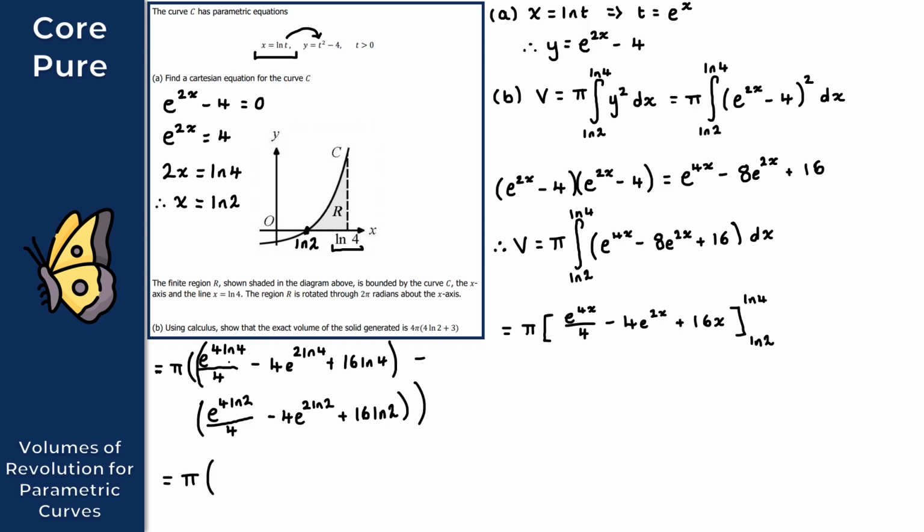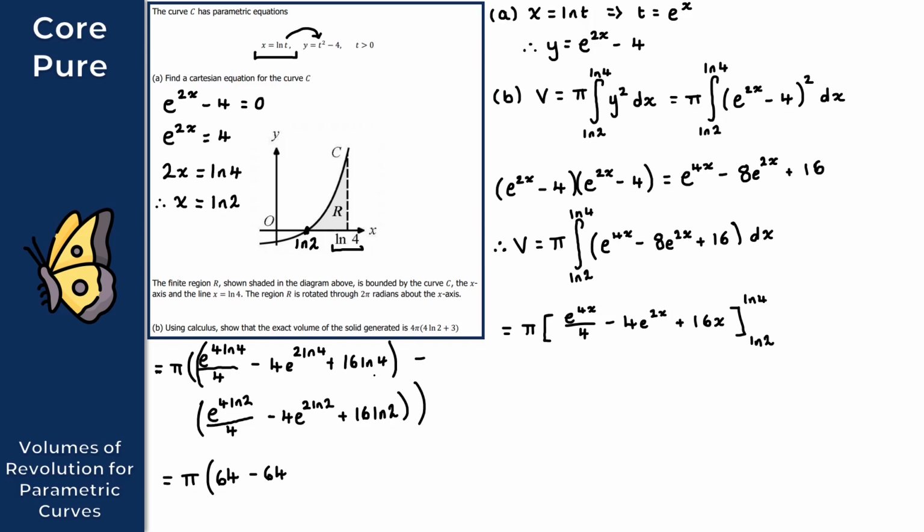So what do we get then? Well, e to the power of 4 ln 4 over 4, that would give me 256 over 4, which is 64. I get 64 there for this term here. We then have minus 4e to the power of 2 ln 4. Again, just use the calculator. If you do this correctly, you should get minus 64 here.